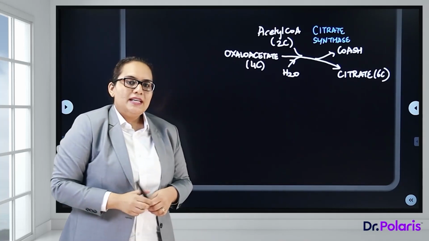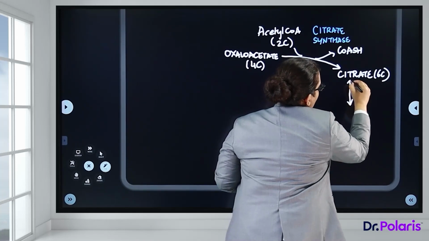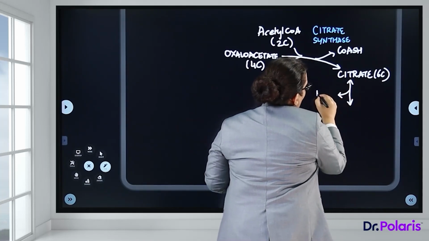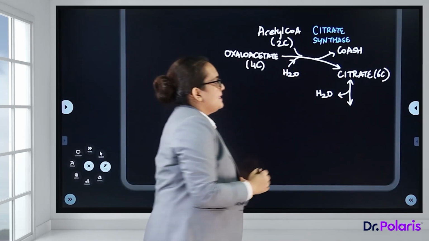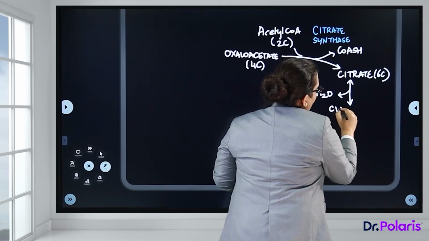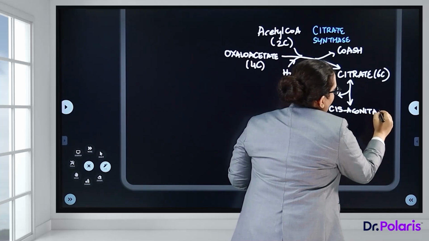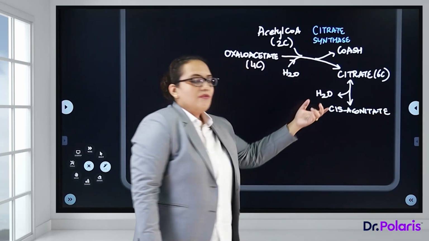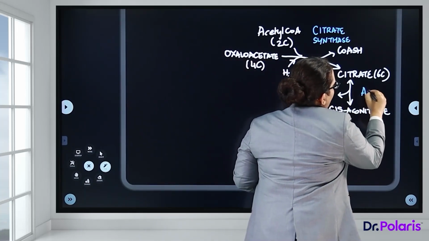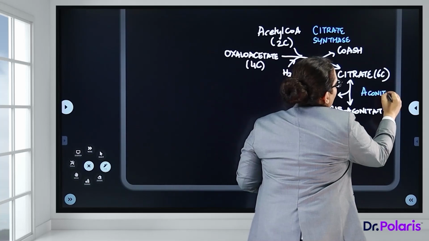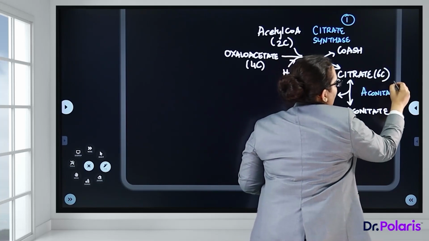In the next step, citrate undergoes dehydration. This is a reversible step where a water molecule is lost, or it undergoes dehydration to form an intermediate called cis-aconitate. The enzyme which is required for this reaction or step is called aconitase. Okay, so this is the first reaction and this is the second reaction.